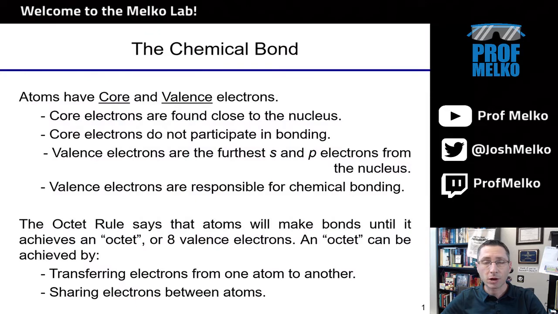Alright, and we're off. The chemical bond is all about valence electrons. Turns out, when two atoms get close to one another, their valence electrons overlap and form a chemical bond. So we need to know the difference between core and valence electrons, right? Core electrons are those closest to the nucleus, and valence electrons we've talked about before in previous videos. Feel free to go back and check those out. But these are the outermost.